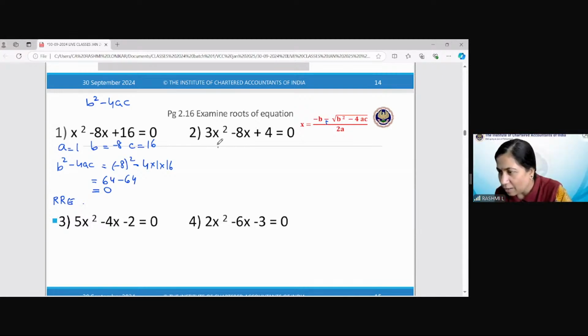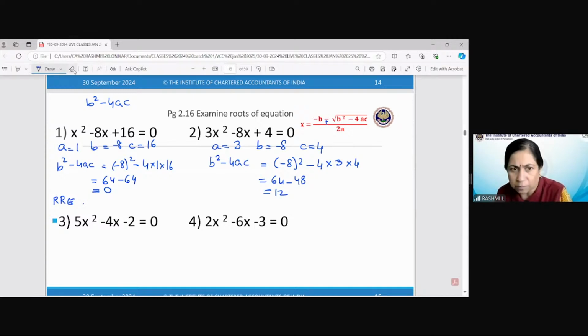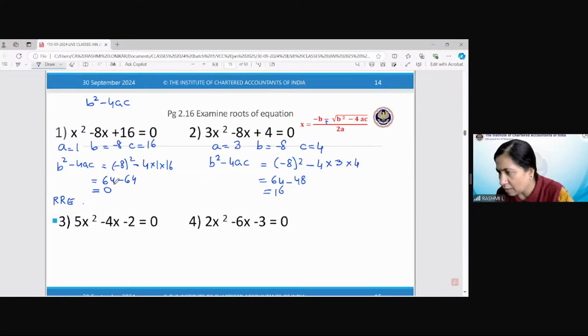Now let us go over here. A is equal to 3, B is equal to minus 8, C is equal to 4. So B square minus 4AC is equal to minus 8 square minus 4 into A into C. So this is equal to 64 minus 16 into 3, minus 48, which is equal to 12. No, not 12, 16, I think. 64 minus 48, 16.